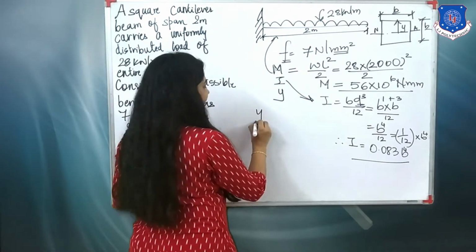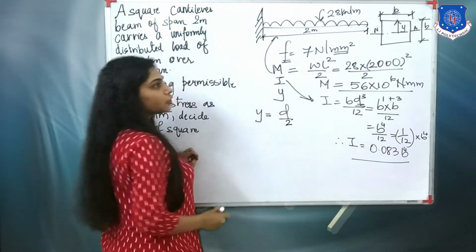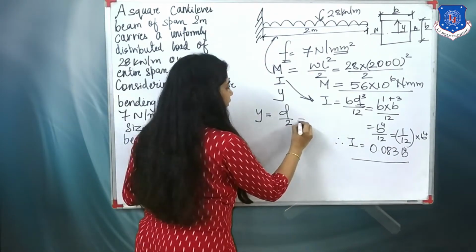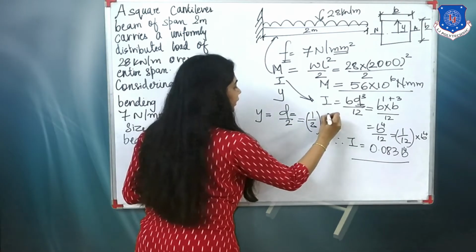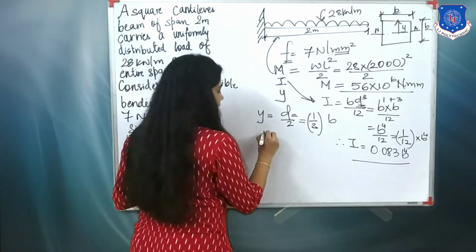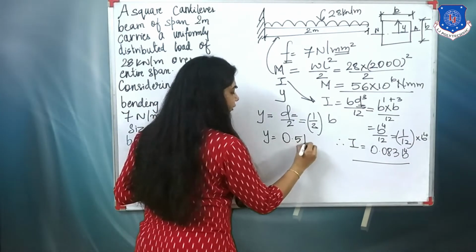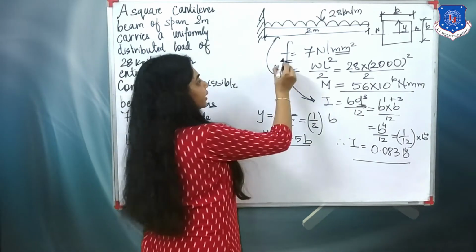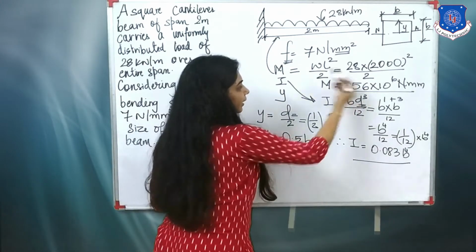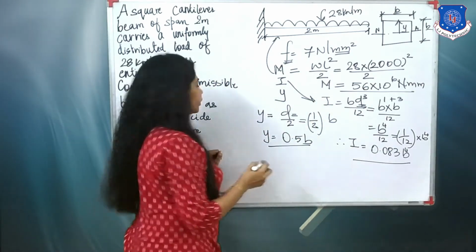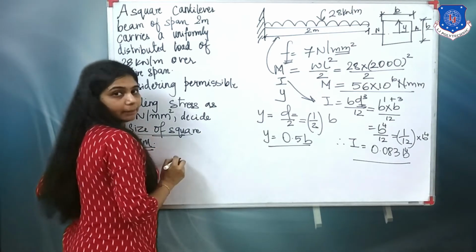Similarly for Y, we have a formula D by 2. So over here, if I use B instead of D, I will get Y as 0.5 B, and we have the value of F also. So I will easily get the value of B, which will be the actual size of my square beam.